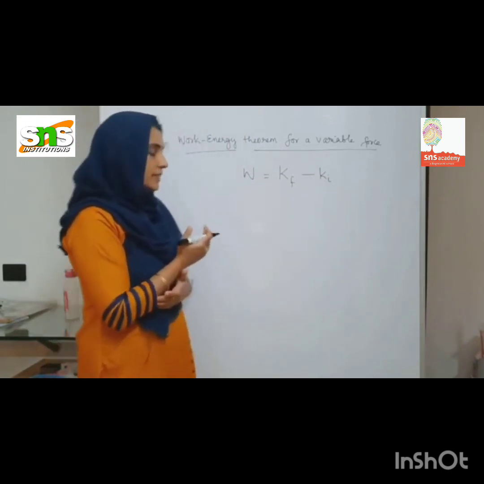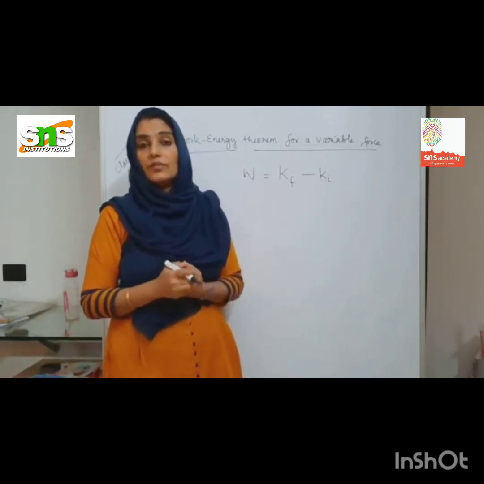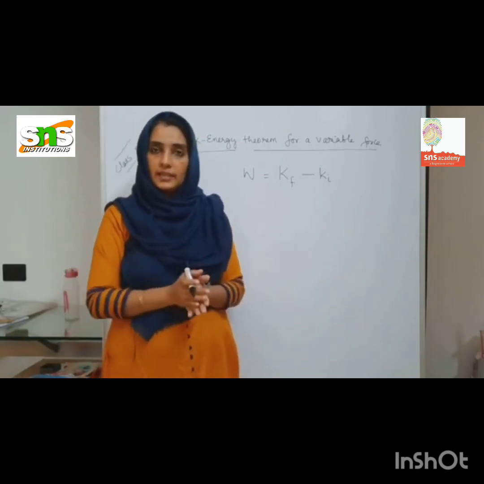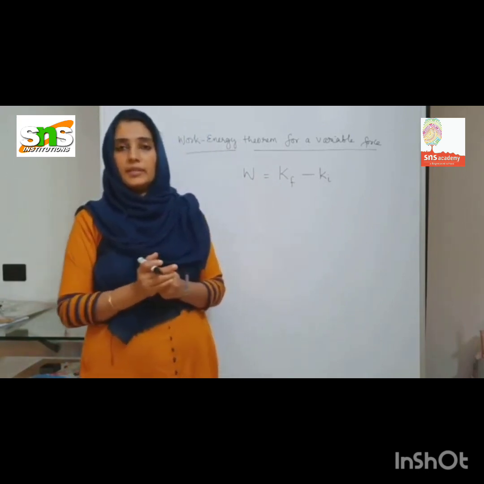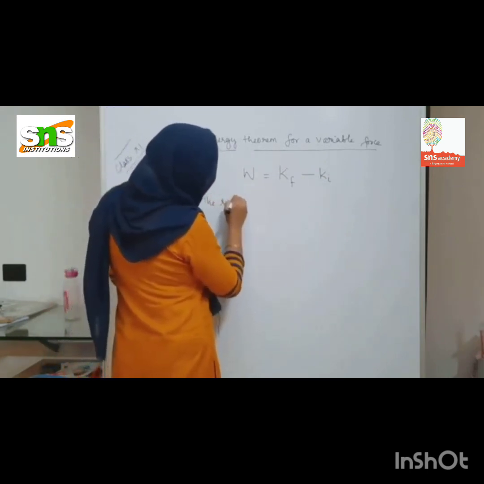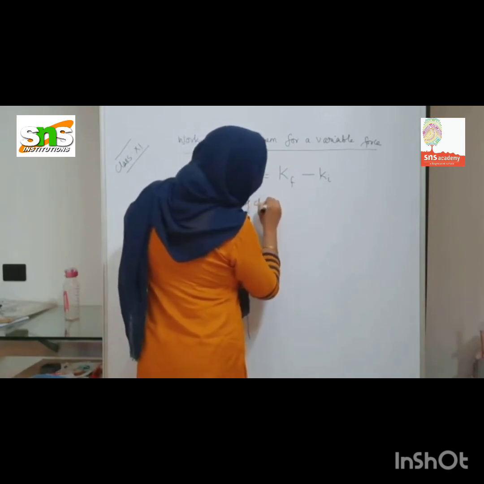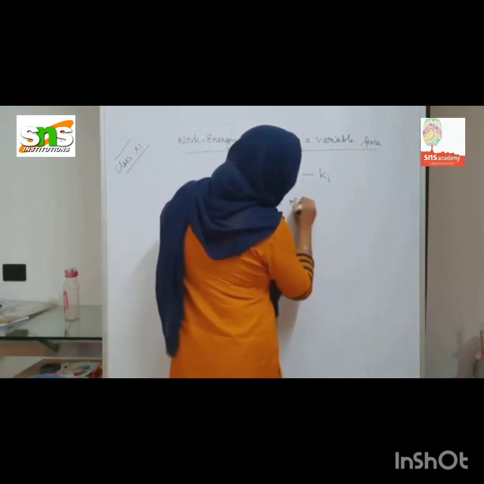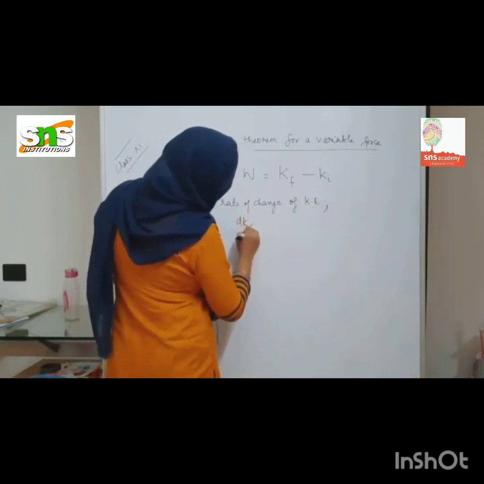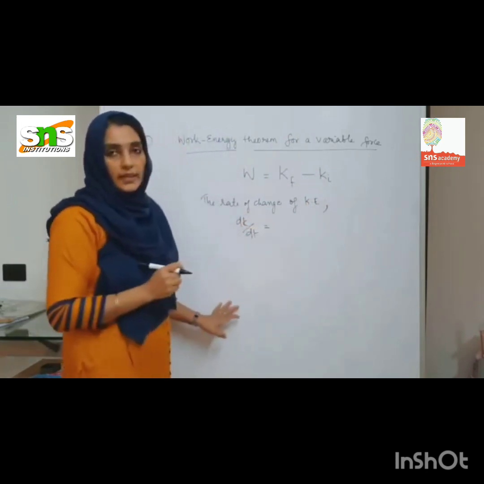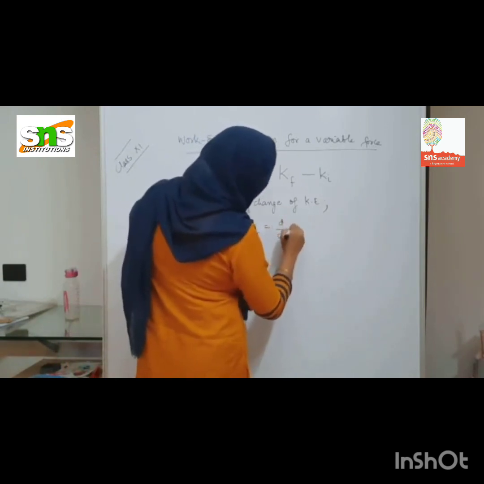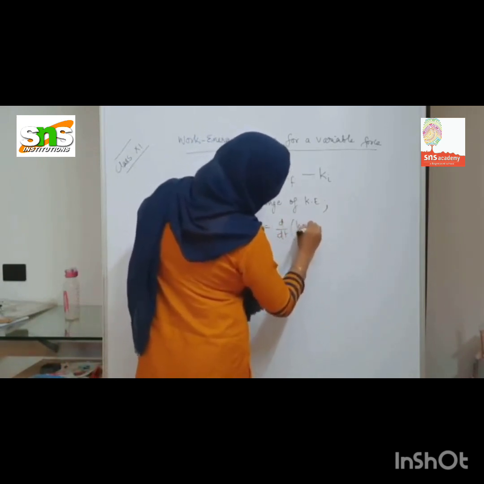For that, let us begin with the rate of change of kinetic energy for any object. Suppose its kinetic energy changes during a time interval dt. How can you represent the rate of change of kinetic energy? It can be written as dK by dt. Now we know the expression for kinetic energy, which is half mv square. So it is d by dt of half mv square.